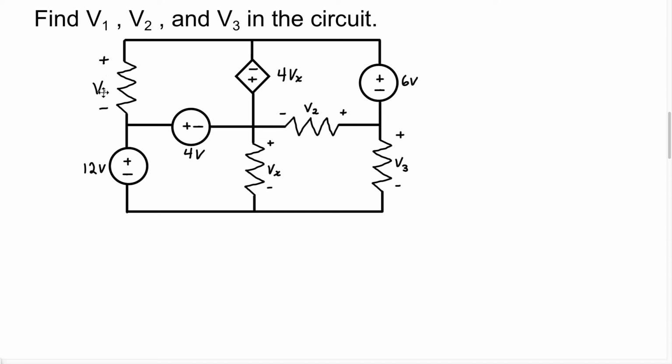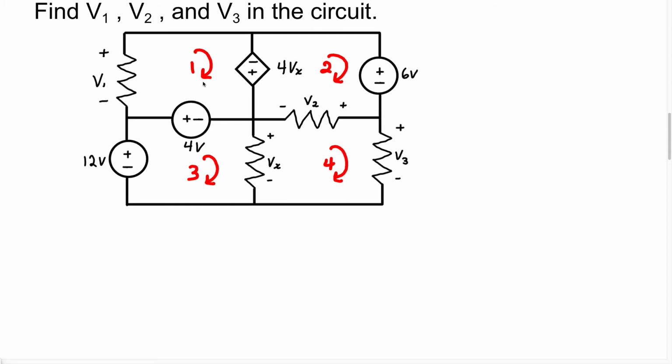So, the first thing we're going to do is label each loop. We know we're going to have 5 loops in all. I'm going to call this loop 1. This is loop 2. This is loop 3. This is loop 4. I'm going to start to take the KVL equation at each loop, starting at loop 1. So we're going to have KVL at loop 1.